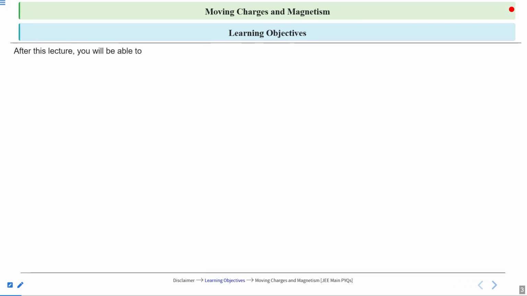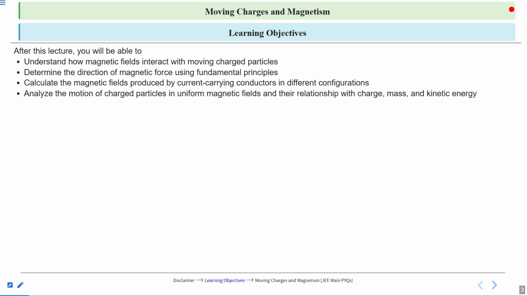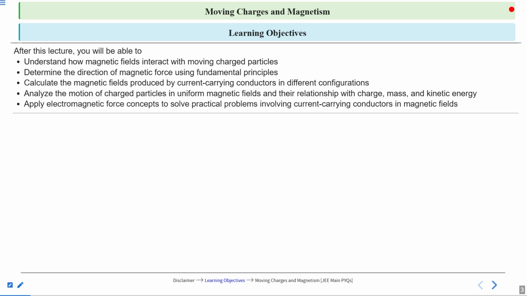The learning objectives from today's topic. After this lecture you will be able to understand how magnetic fields interact with moving charged particles, determine the direction of magnetic force using fundamental principles, calculate the magnetic fields produced by current carrying conductors in different configurations, analyze the motion of charged particles in uniform magnetic fields and their relationship with charge, mass, and kinetic energy, and apply electromagnetic force concepts to solve practical problems involving current carrying conductors in magnetic fields.